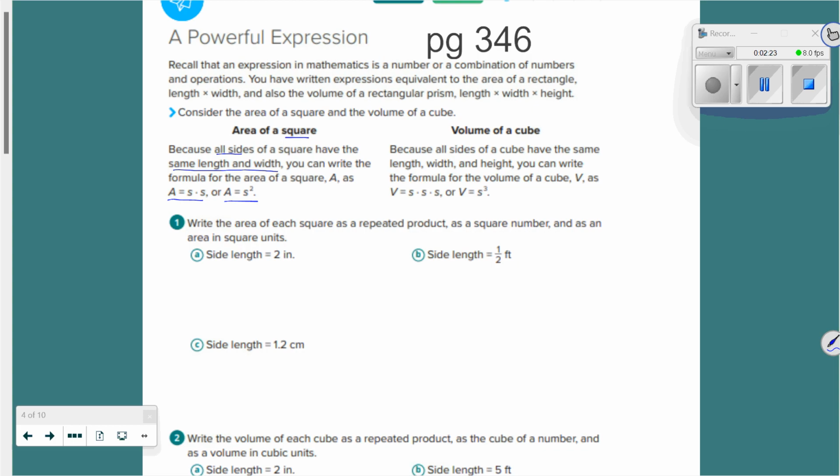Same thing happens when we do a cube. If we look at volume, because all sides of the cube have the same length, width, and height, then we can use the volume formula of the cube as side times side times side, or side to the third power. So what we're going to do, using those special shapes, a square and a cube, we want you to write the area of each square as a repeated product, as a square number, and as an area in square units.